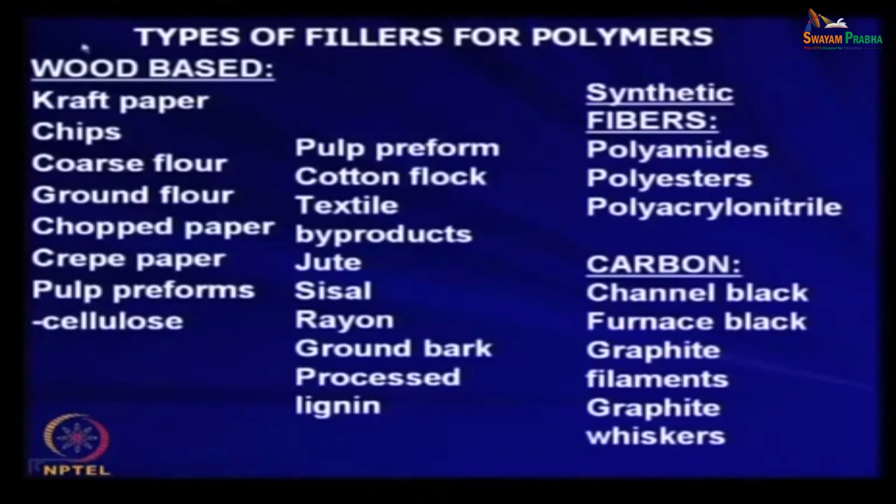fillers: look, kraft paper, chips, coarse flour, ground flour, wood flour, chalk paper, crepe paper, pulp. This is alpha cellulose, pulp, you know paper pulp, wood pulp. How pulping is done, probably you know. Do you know what pulping is, how these newsprints are made, how the paper is made? You know, the process is very simple.